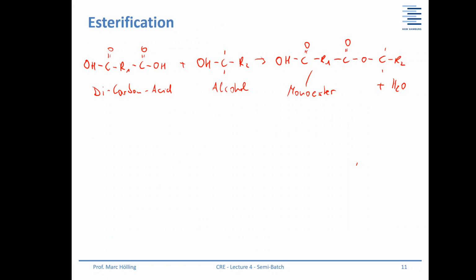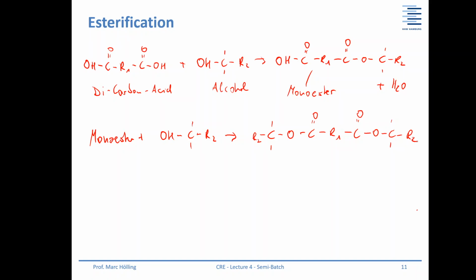So this would then be, okay, let's start with the monoester. And just write it briefly. Monoester plus your OH, C, R2. This reacts, and then you have the same reaction at the other side of your monoester, and then it becomes, now I turn it around, R2, O, plus water. Okay, and this would be the diester.